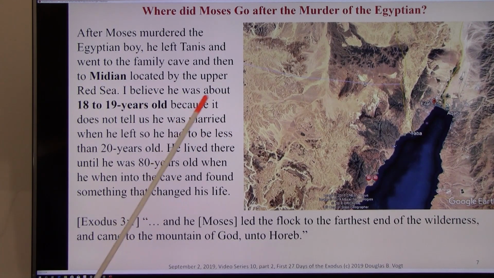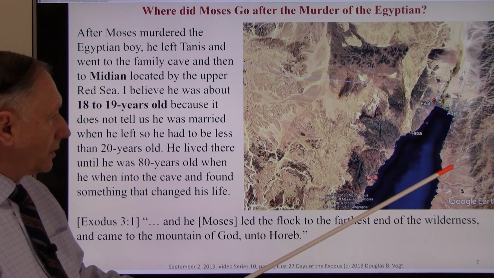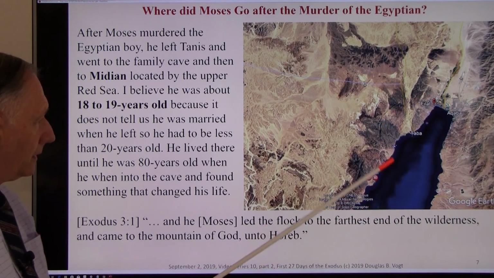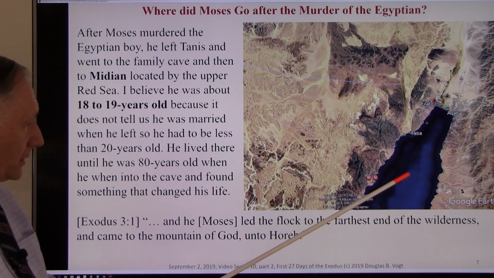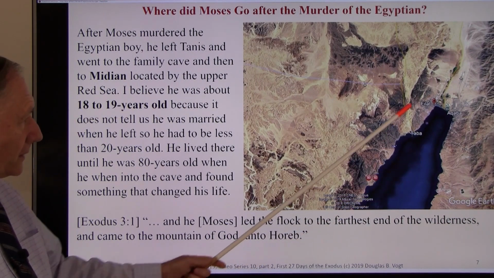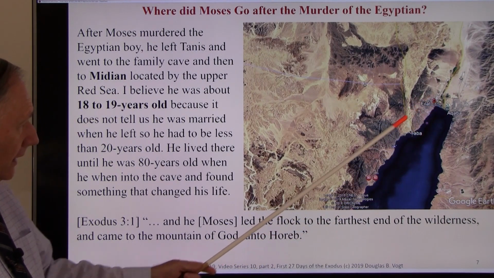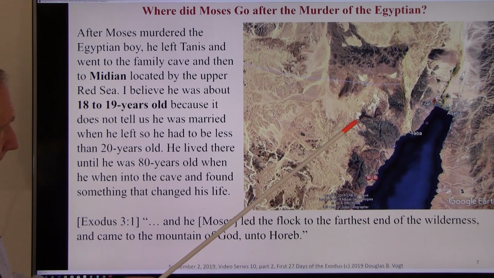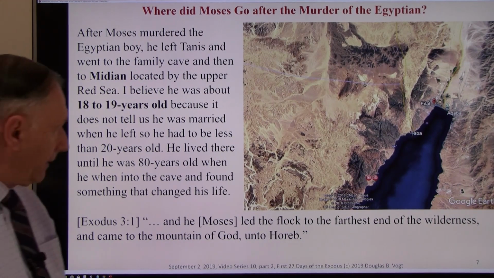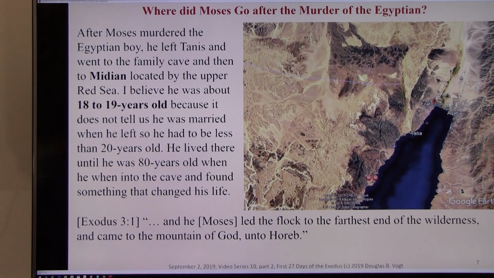He escapes and goes to Midian, and this is where the Midianites were. This is the upper end of the Red Sea, now called the Gulf of Aqaba, but here's a lot in Israel. And they were on both sides of this. And I think basically they were settled in this area where he was. I don't think he was married, so I don't think he was 20 years old at the time he did this. He was either 17, 18, or 19 years old.